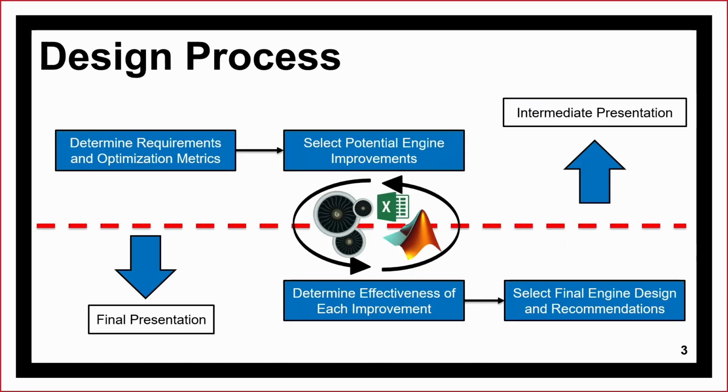To go over our general design process, in the intermediate presentation we talked about determining our requirements and the kind of metrics we wanted to optimize in order to determine which design was working the best. We also picked out a few potential engine improvements at that time, but now here in the final presentation, we're going to actually determine the effectiveness of each of those improvements, iterating through with GasTurb alongside some outside programs like Excel and MATLAB, and then compile that information into a final engine design and set of recommendations.